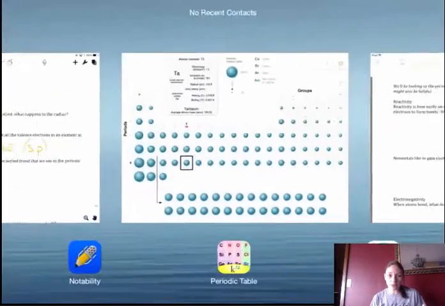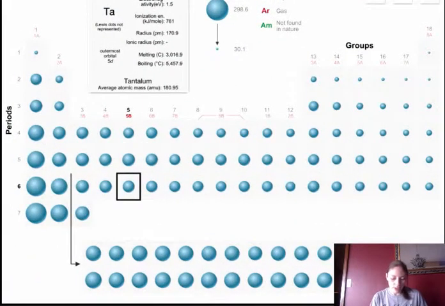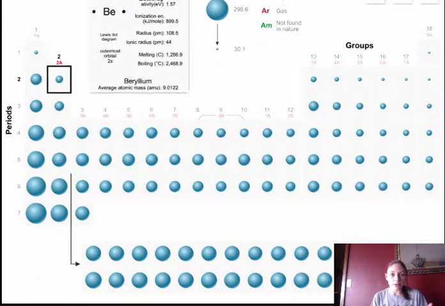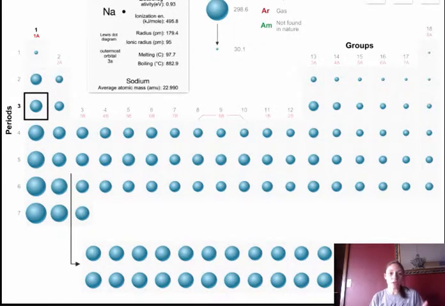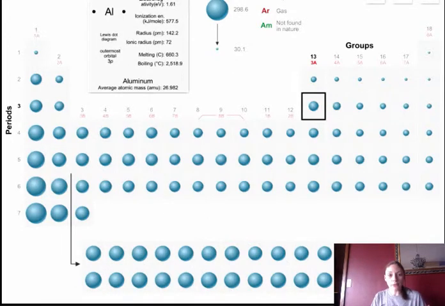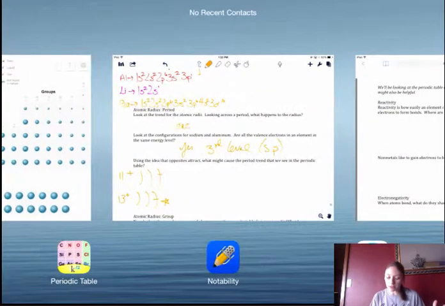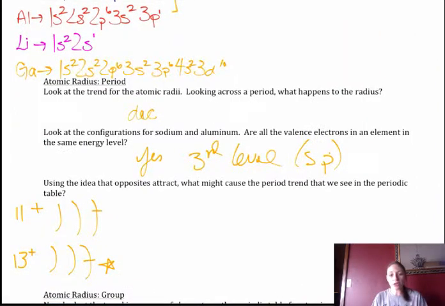Okay, because if I look at my table, all right, and I compare sodium and aluminum, sodium is right there. Okay, we go across. Aluminum is right here. Aluminum has a size of 142. Sodium has a size of 179. So sodium is a little bit larger. Not by a lot, but it is a little larger. And it all has to do with that the electrons are in the same spot. Okay, third level. But aluminum has a stronger positive center to pull them in. There's a stronger magnet, so it pulls those electrons in tighter.